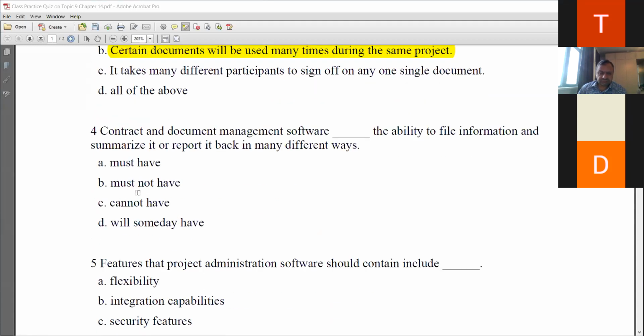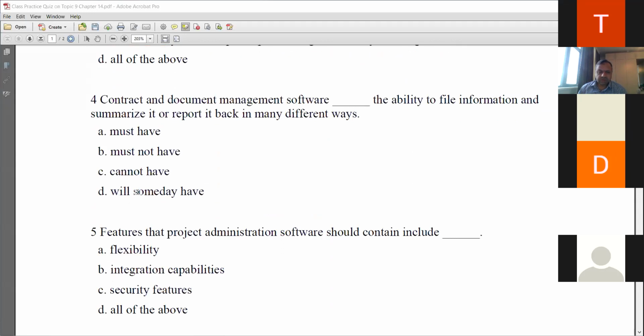Okay, next is A. Contract and document management software dash have the ability to file information and summarize it or report it back in many different ways. So you said must have. Okay, so it's must have the ability to file information and summarize it or report it back in many different ways.